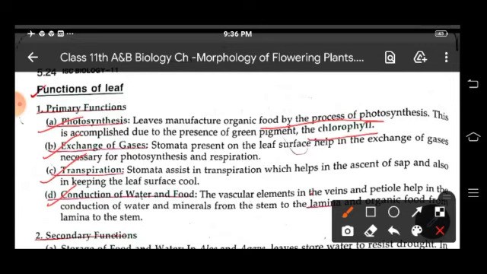Now exchange of gases is done through stomata which are present on the leaf surface, which are necessary for photosynthesis and respiration. Now in transpiration, stomata also help in the ascent of sap and also in keeping the leaf surface cool. And it also does the process of conduction of water and food through the vascular elements in the veins and petiole present in the leaf.